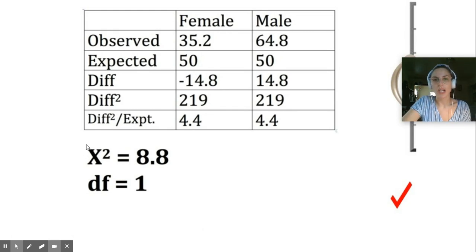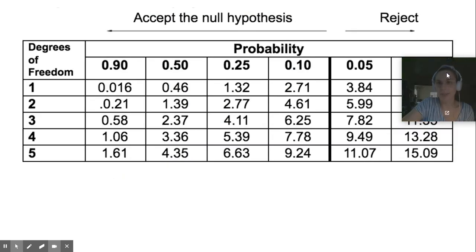Okay, so now let's ask ourselves, what are the degrees of freedom here? Well, if we remember, we have two components, male and female. So I subtract 1, so I know my degree of freedom is 1. Now I need to check it against my table and see, is this 8.8 number statistically significant and therefore disproving my null hypothesis? Or is it not statistically significant and women are represented in chemistry? So let's take a look.